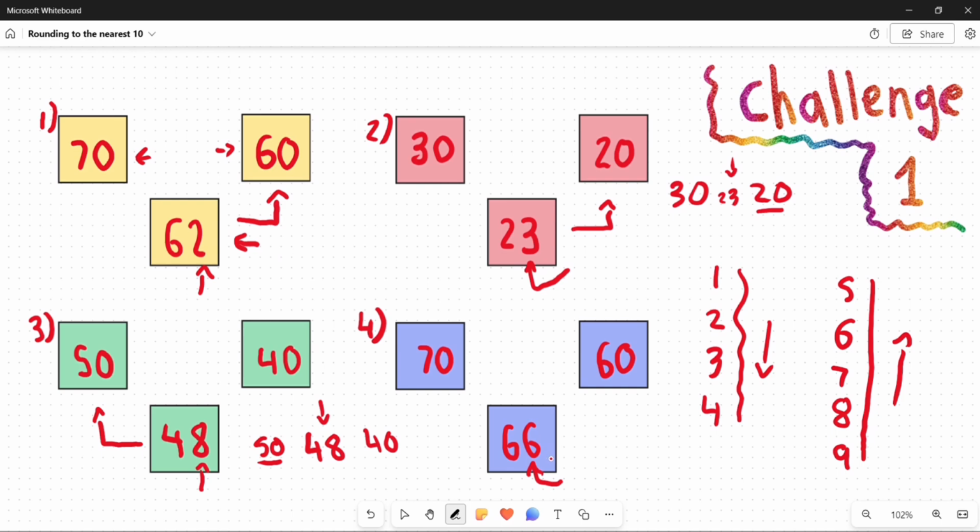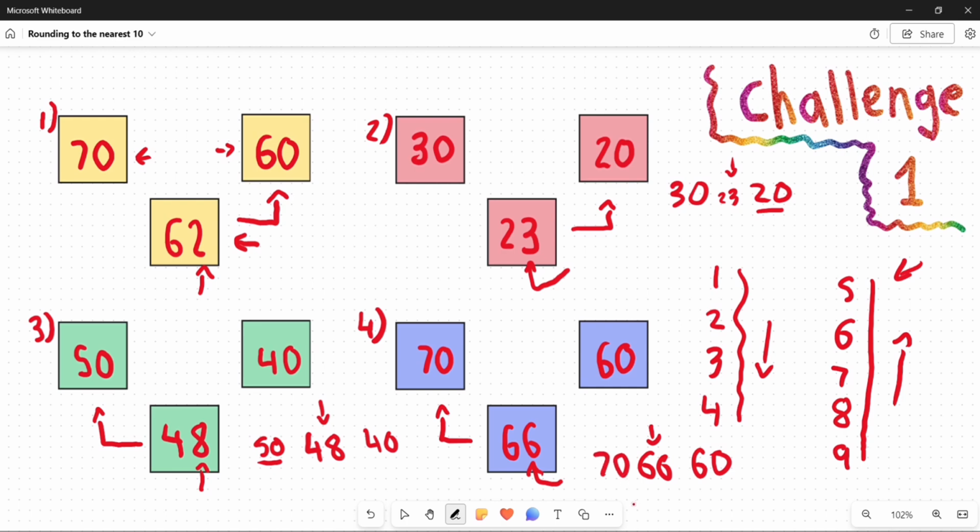And in the ones place, we have the number 6. And according to the group, it tells us if we see the number 6, we round up. So we round up to the nearest number, which is 70. Because 66 is in the middle of 60 and 70.